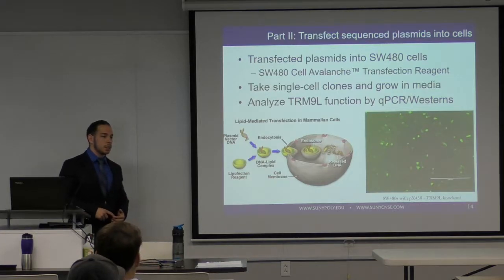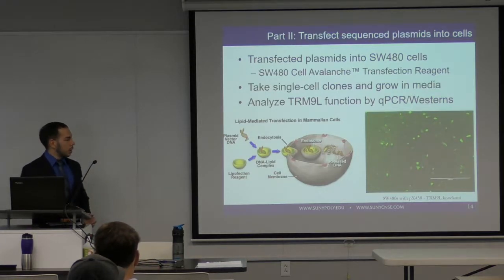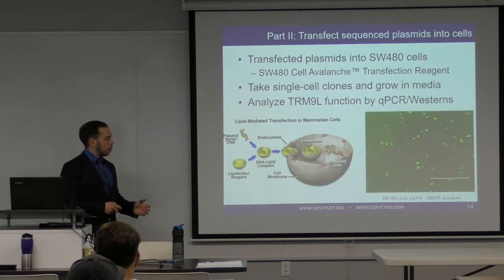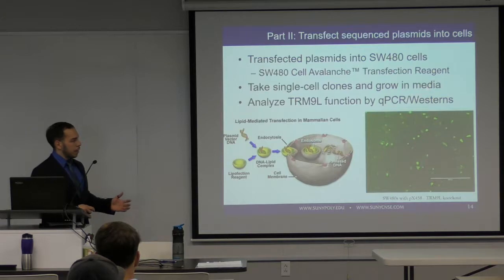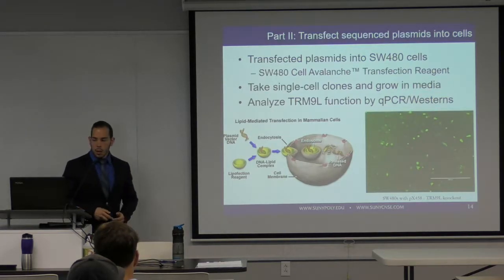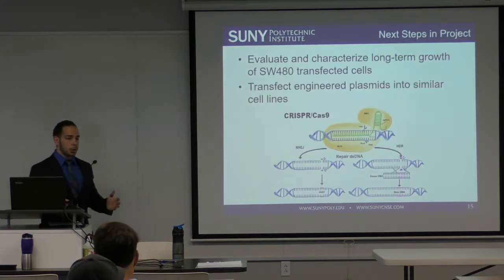Now we can analyze the trim9L function of these cells by using molecular techniques such as qPCR or Western to determine whether or not our gene has been transcribed, translated at all, or if any plant proteins have been produced from the cell. Our next steps are to evaluate the long-term growth of the SW40 cells.